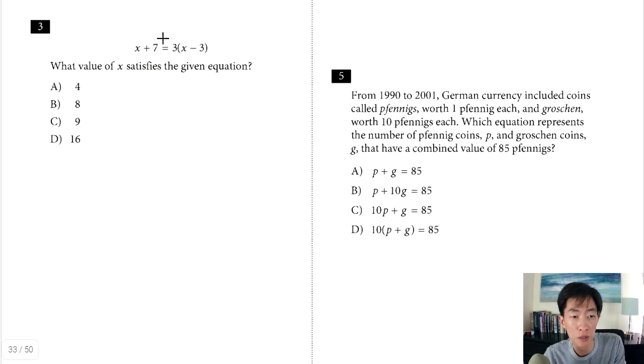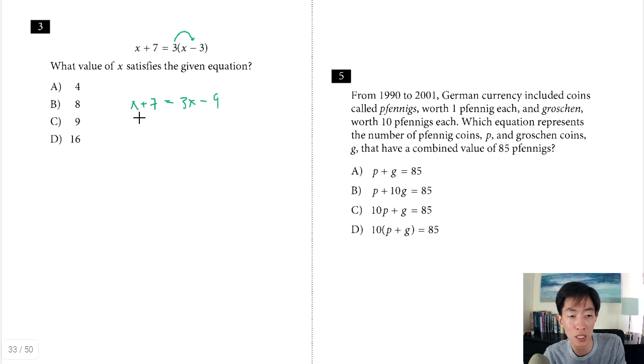Question 3, x plus 7 equals 3 times x minus 3. What value of x satisfies the given equation? So again, this is question 3. You could plug in numbers, but not really necessary for algebra that's this easy. So let's first distribute the 3 on the right side. We're going to get x plus 7 equals 3x minus 9.